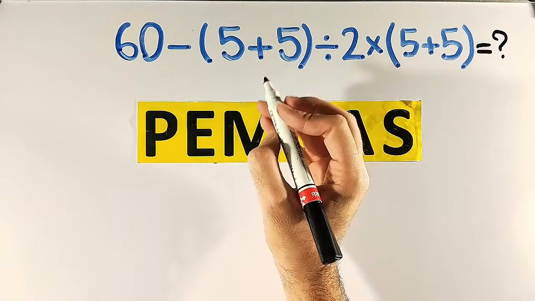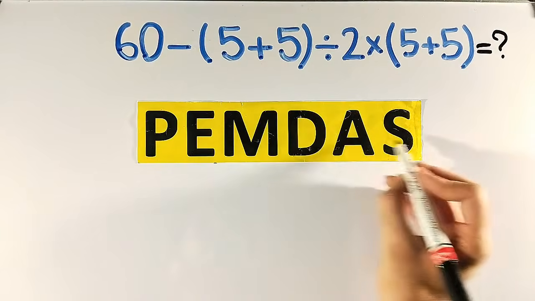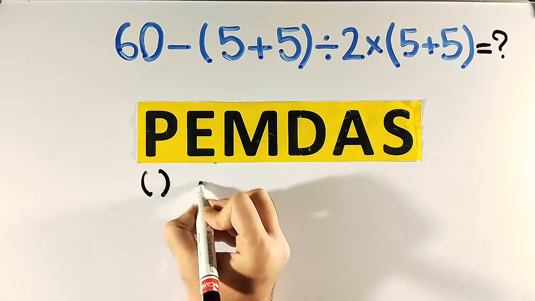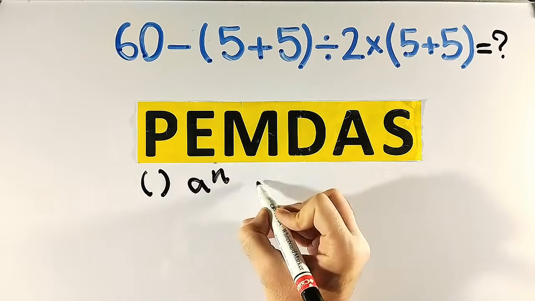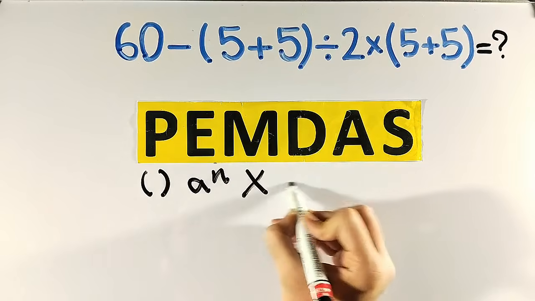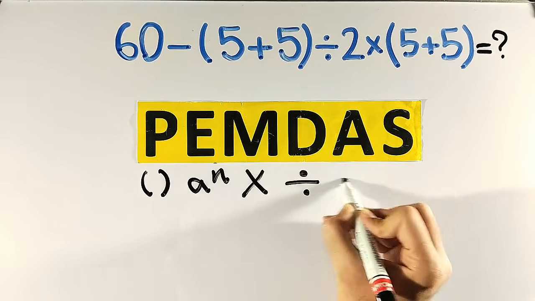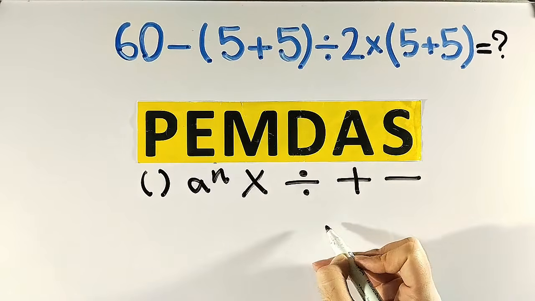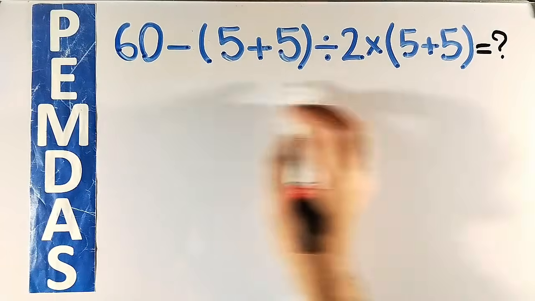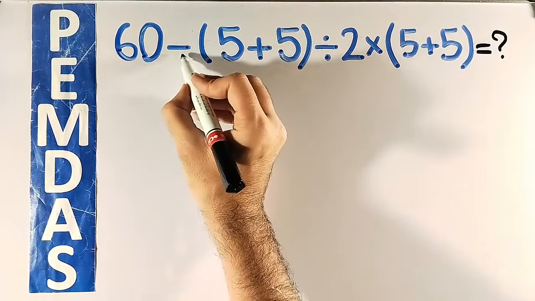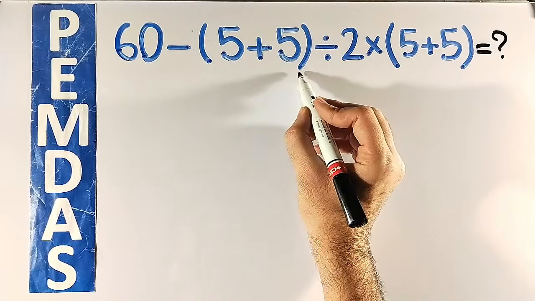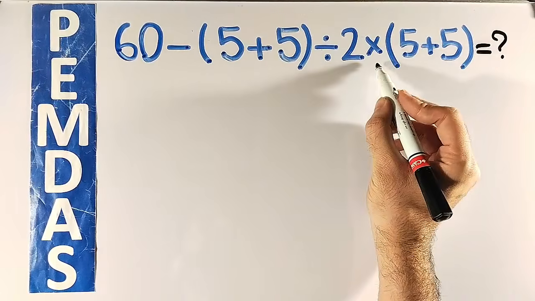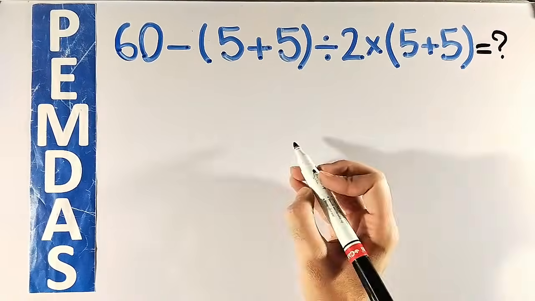To solve this question, we must follow a rule that is called PEMDAS. In this rule, P stands for parentheses, E stands for exponent, M stands for multiplication, D stands for division, A stands for addition, and S stands for subtraction. As you can see on the screen, in this expression, first we have a subtraction sign, then parentheses, followed by a division, after that we have a multiplication, and finally another parenthesis.